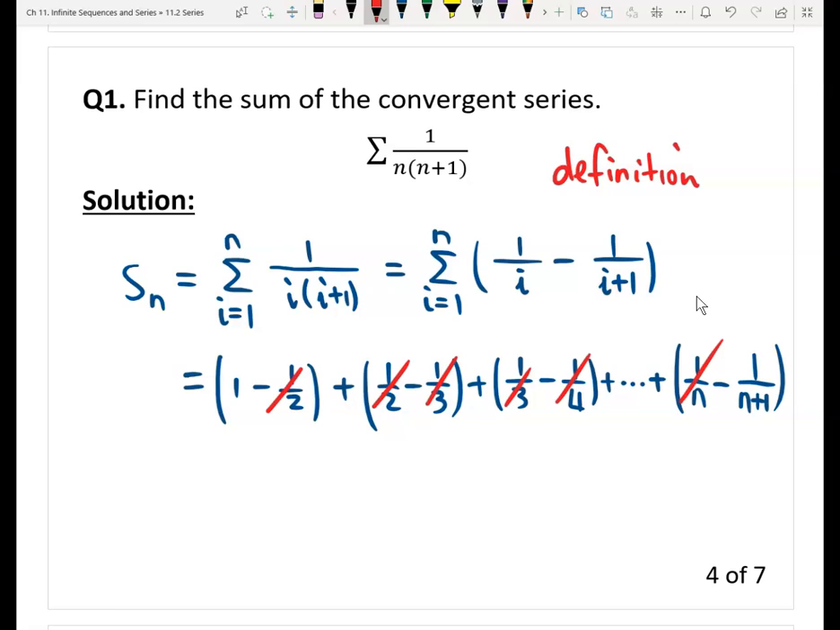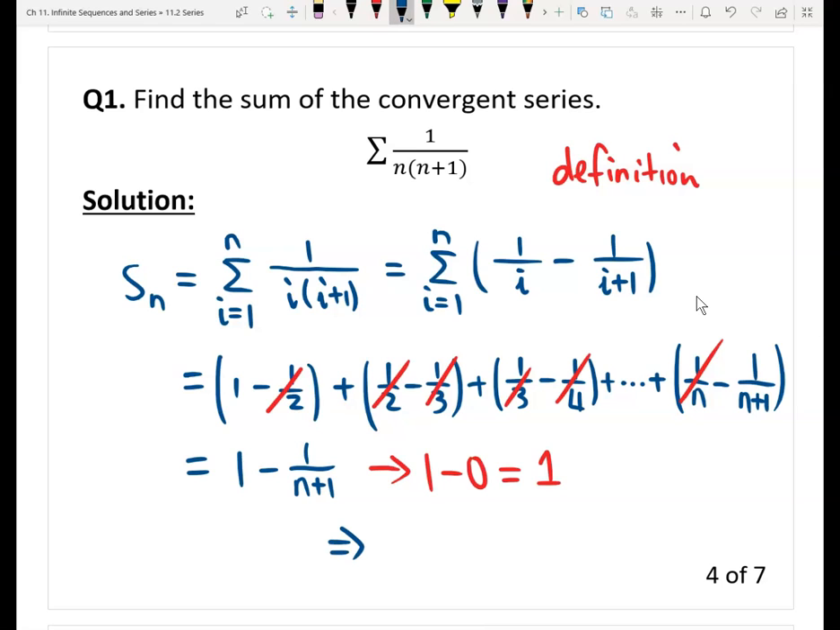See, what do we have? We have a very simple result. Now it's just 1, the first term left, minus the last term left. We cancel all the terms in the middle. Look at it. So can we find the limit now? Definitely we can. The limit approaches 1 minus 0, right? Which is 1.